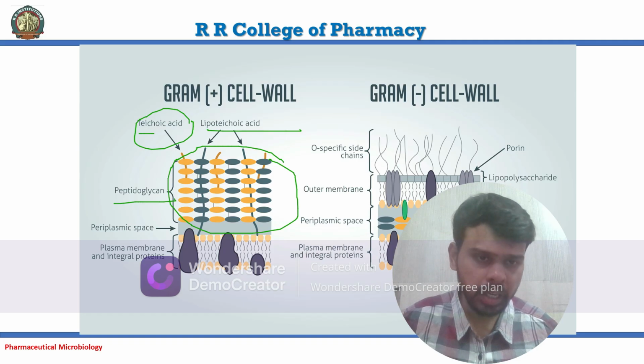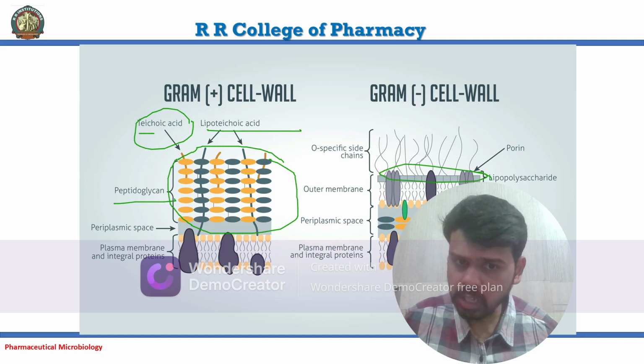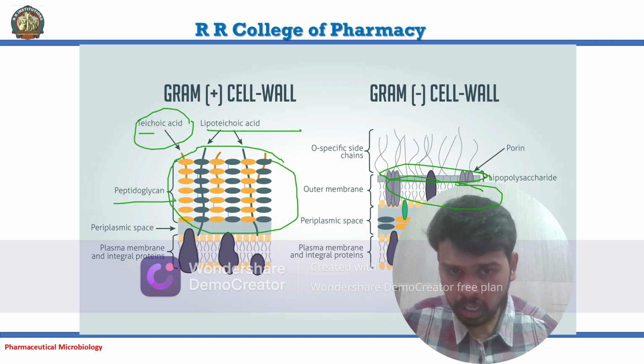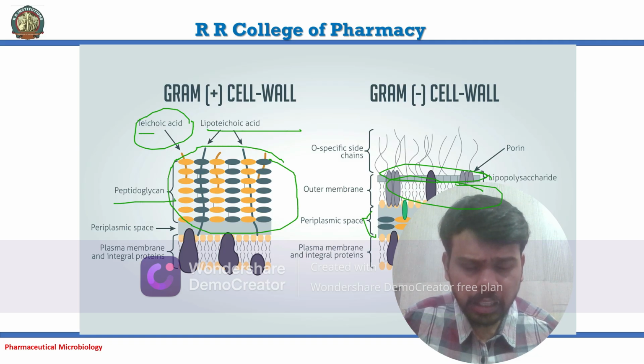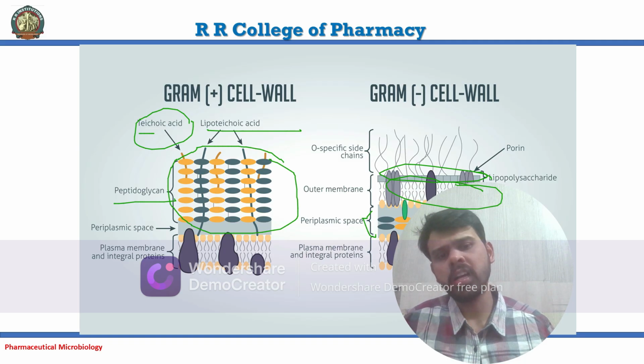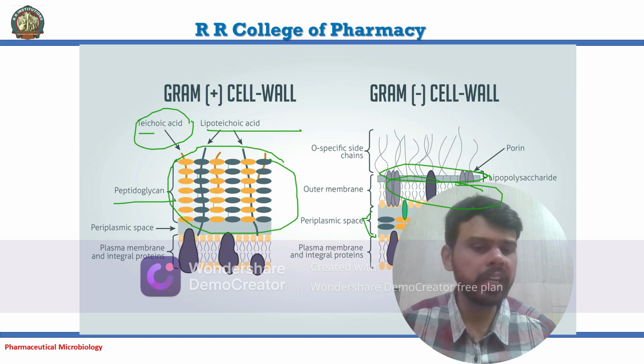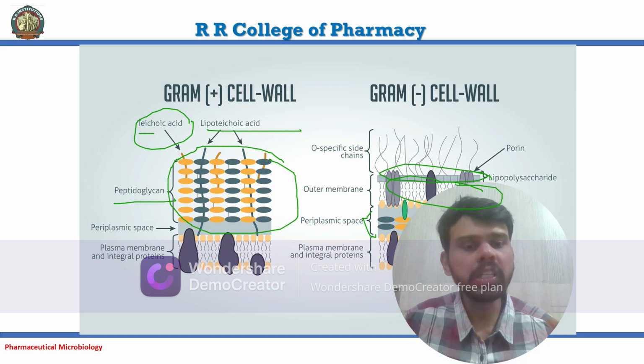Coming to the gram negative bacteria, you can see, students, lipopolysaccharide is there, which is the outermost layer. This is absent in the gram positive cell wall, and we also have the outer membrane, which is absent in the gram positive cell wall. Periplasmic space is there, and you can see a very thin peptidoglycan layer. Peptidoglycan is a very important thing that defines the cell wall.